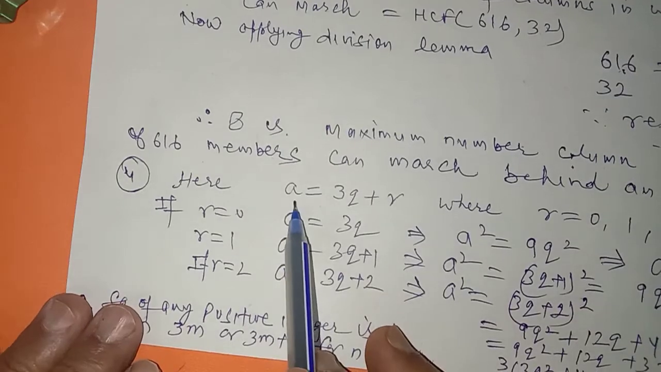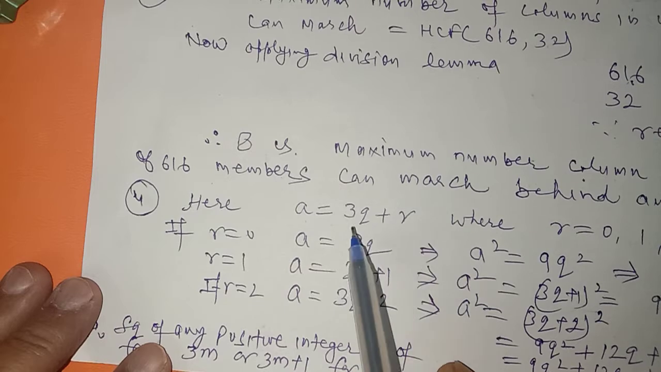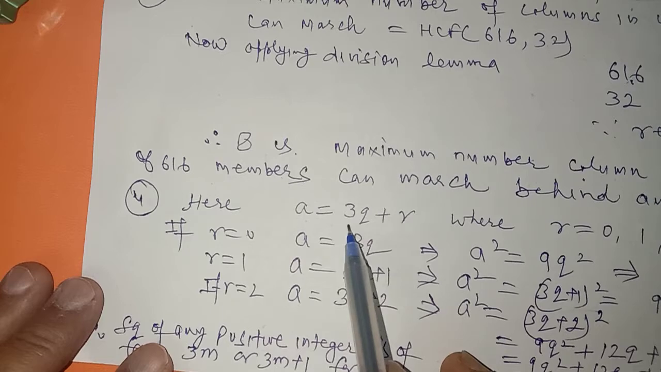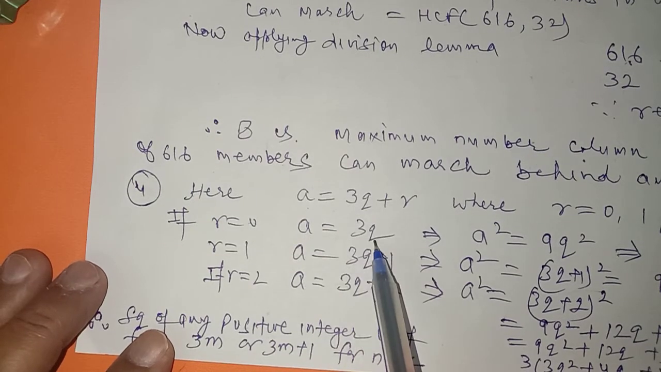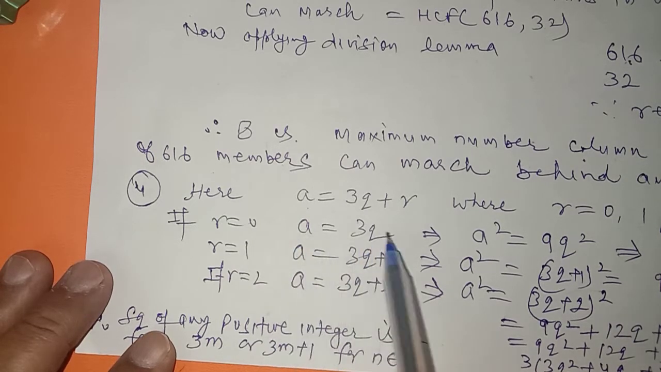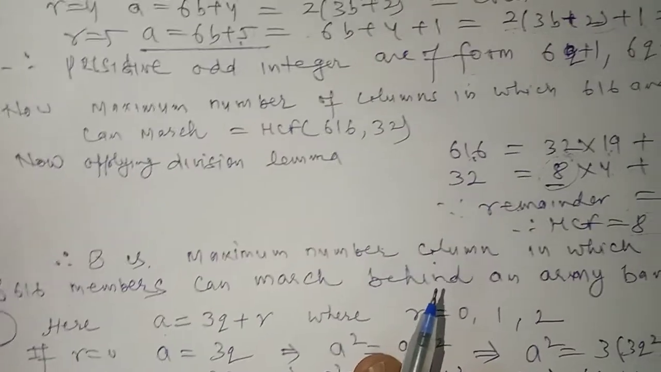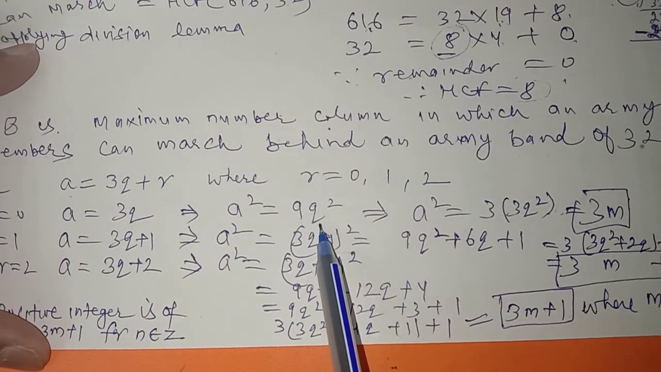So let the positive integer be a, and I have taken it as 3q plus r. Because the divisor is 3, the remainder will be 0, 1 or 2. So if r is equal to 0, then a will be equal to 3q, and you have to prove the square of this positive integer. So I will square both the sides. So what am I getting? I am getting a square is equal to 9q square.